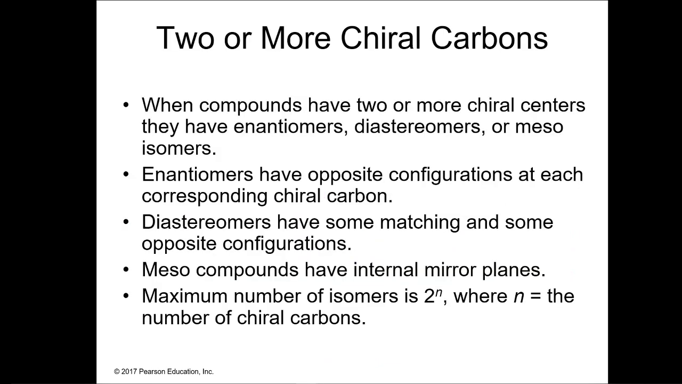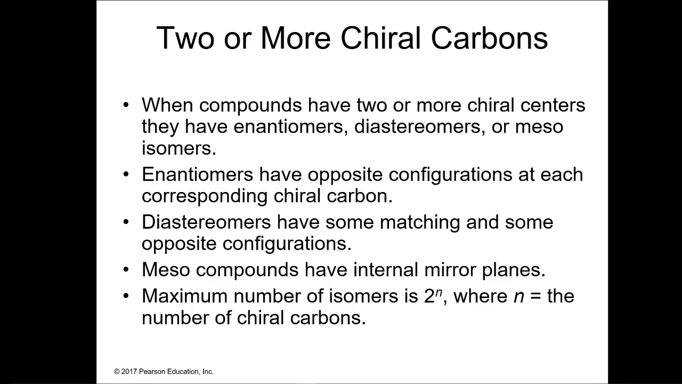So when you have 2 or more chiral centers, you have enantiomers, diastereomers, and meso isomers. Meso isomers are a unique classification, which we'll get into. But generally, you're looking for the enantiomers, which are the opposite configurations, and diastereomers, which are non-mirror images but are stereoisomers. Meso compounds have internal mirror planes.